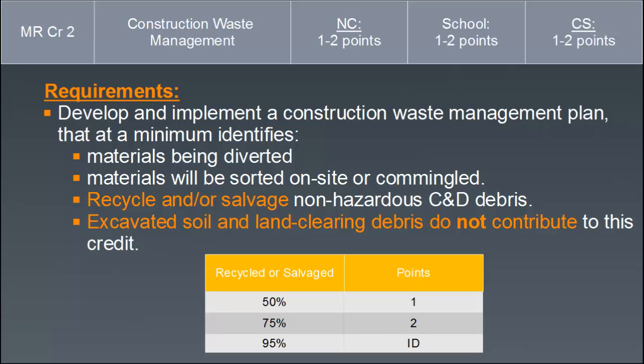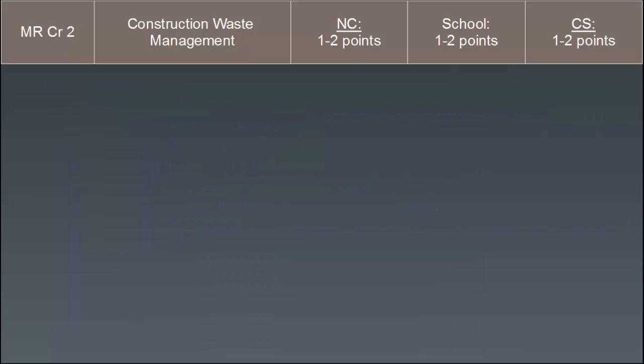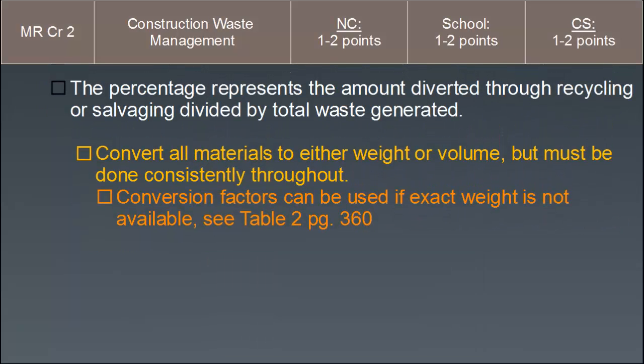To earn 1 point for this credit, you have to recycle or salvage 50% of construction waste. 75% earns you 2 points, or there's an exemplary performance innovation in design point available for 95% of construction waste recycled or salvaged. The total percentage represents the amount diverted through recycling or salvaging divided by total waste generated.